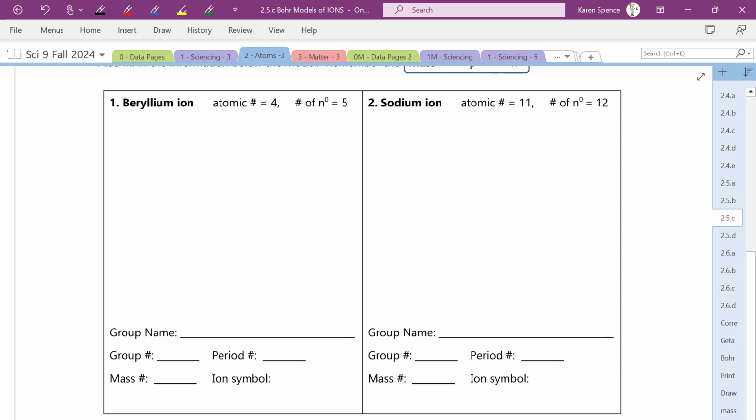Now you're going to look up the group name. Say group number 2, what do we call it? Alkaline. Oh, yeah. It's alkali and it's alkaline earth. Yeah, it's your alkaline earth. And then the group number, you just look it up. What is that? Period number, that's what row it's in, also 2. And the mass number, you can't look on here, you have to see it. Nine. Ion symbol is Be.